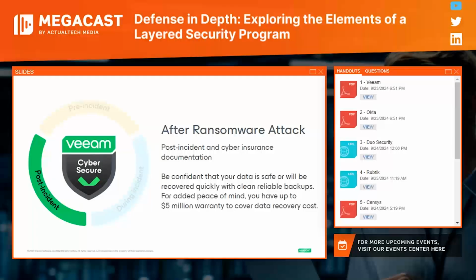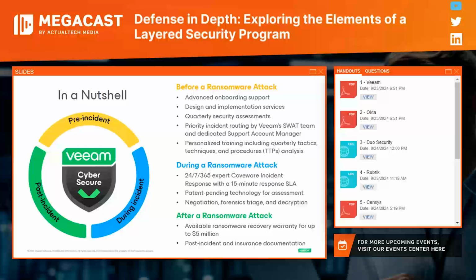Finally, the third piece, which you see in many other offerings, is a ransomware recovery warranty based on a criteria, able to pay up to $5 million on a warranty, and all the information properly documented for cyber insurance, right? Many companies now with insurance need validation before and after the attack, and have all that documentation ready. That's something that we have a lot of experience with.